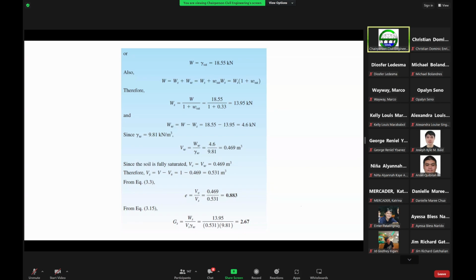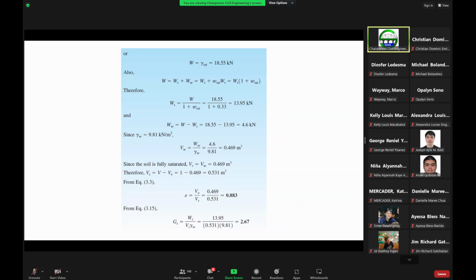So going back to the definition of void ratio, we know that the void ratio is defined as the volume of voids over the volume of solids, wherein the volume of voids is 0.469 divided by the volume of solids, which is 0.531. That gives you a void ratio of 0.883. That's dimensionless. Okay, void ratio.